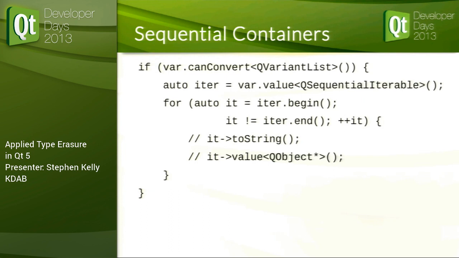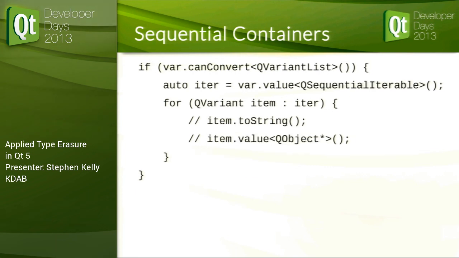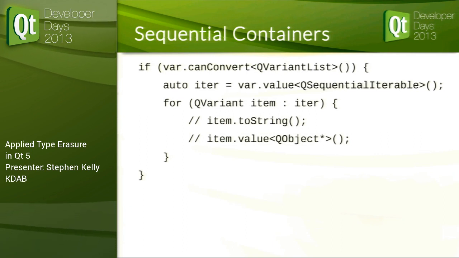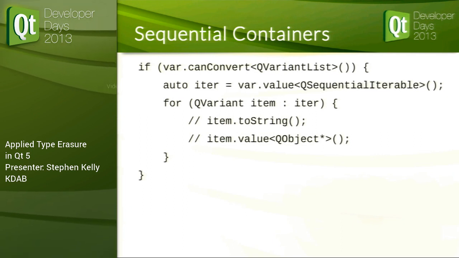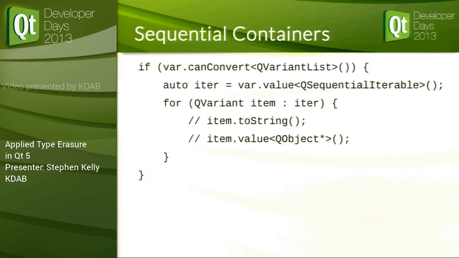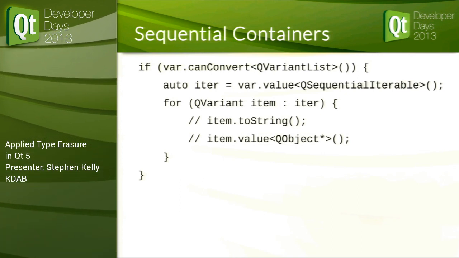So because it has begin and end, and because it's an iterable type, we can also use C++11 iteration. So this is range-based for. It's part of the C++11 standard. And if I try to use that with this QSequentialIterable object, it just works again. So a bit of magic in there. I have a QVariant. I can process each QVariant, again, do conversions on it, append to my result, read properties, everything. So that's sequential containers.